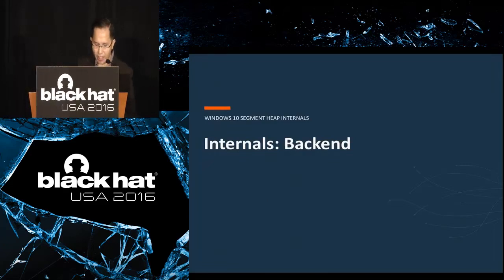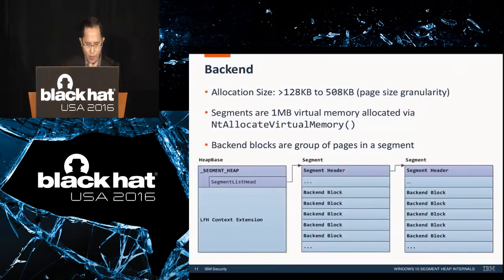So after discussing the architecture, configuration and the heap base, I'll now discuss the four different components of the segment heap, and I'm going to start with the backend. The backend is used for allocation sizes greater than 128 KB up to 508 KB, and the backend blocks have a page size allocation granularity. The backend operates on segment structures here, which are 1 megabyte chunks of virtual memory allocated via NtAllocateVirtualMemory. And the segments owned by the heap are tracked by the segment list head found in the heap base.